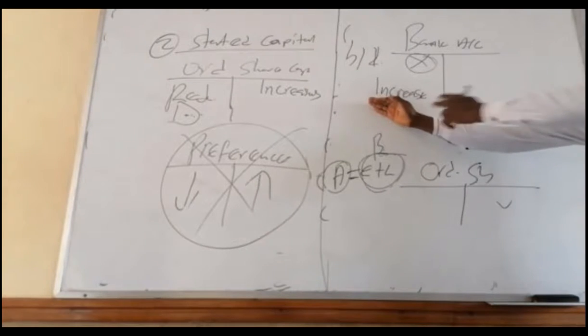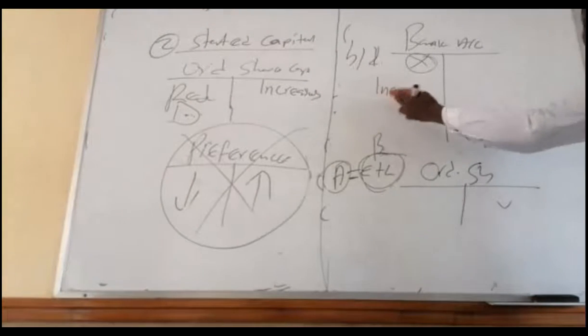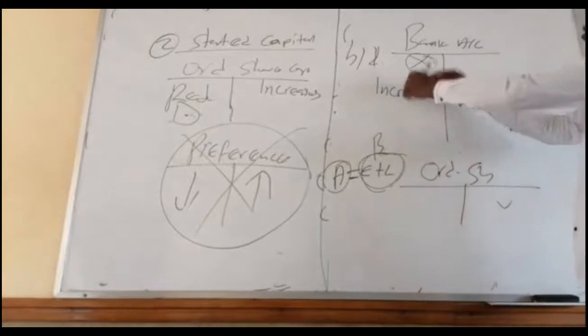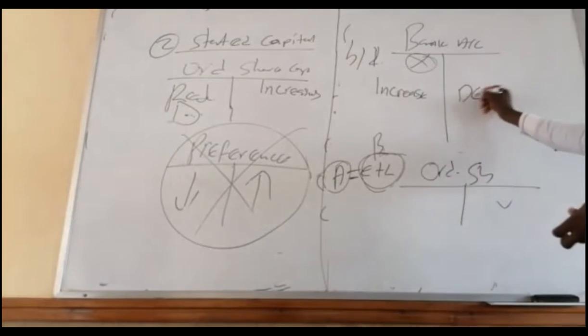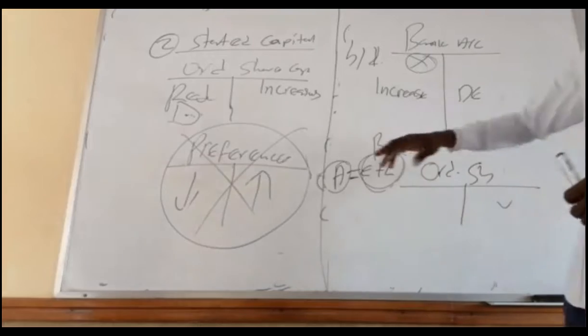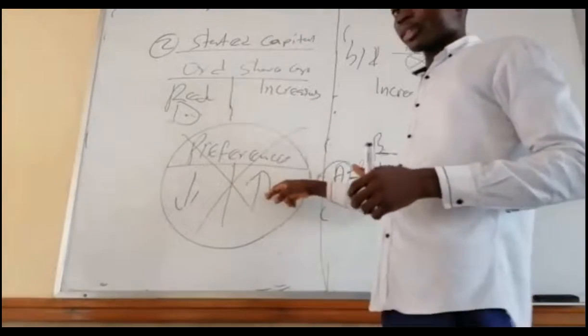The right side. When it increases, go and top it up. So increase, go and top it up. But when it reduces, decrease, send it to the opposite side to reduce it. Good. So that is very important when it comes to the ordinary and preference shares.